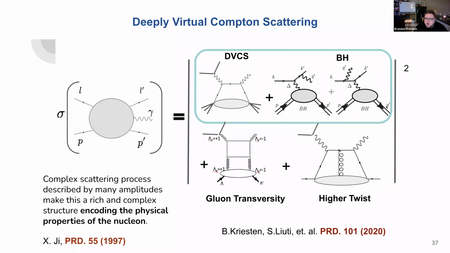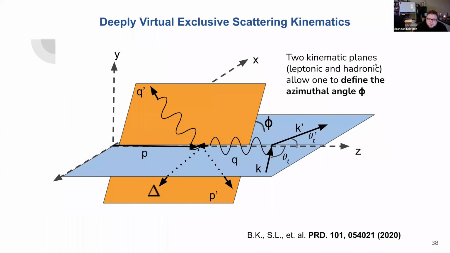Now, because I'm calculating cross-sections, you have to take the sum of the amplitudes squared. And so not only do you get cross-sections for DVCS and Bethe-Heitler, but you also get interference terms between these two. And these are going to become really important when we discuss some phenomenology here.